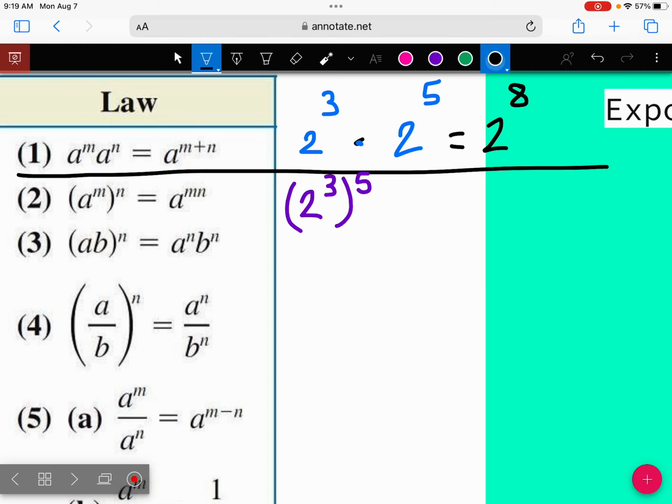What are we going to wind up with? 15. Because it's 2 to the 3rd times 2 to the 3rd times 2 to the 3rd times 2 to the 3rd times 2 to the 3rd. 2 to the 3rd 5 times, which gives us 15 total pieces in the exponent. Okay?